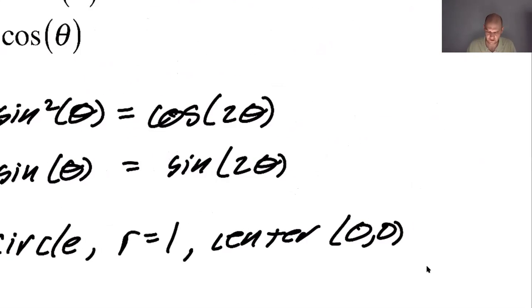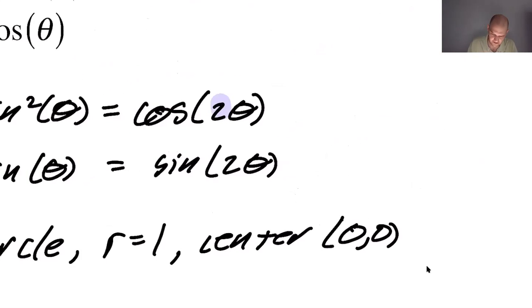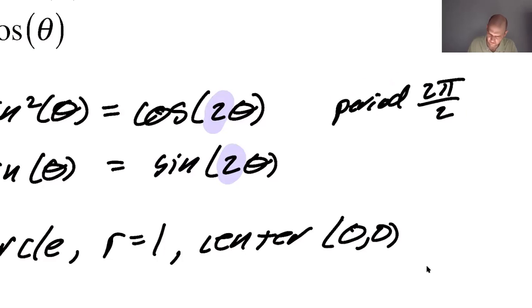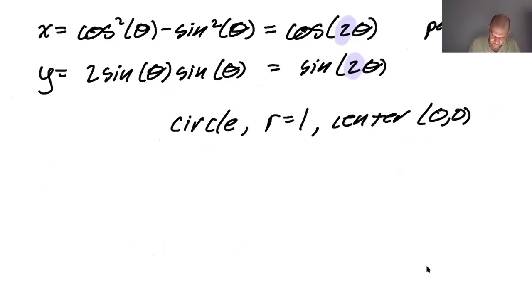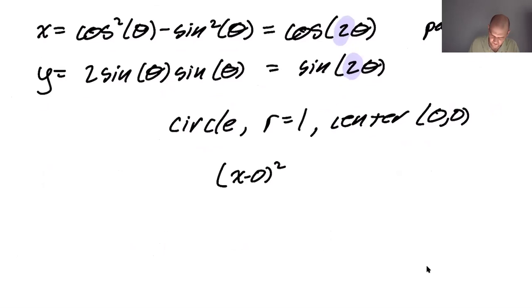The period is 2 pi divided by 2, so just pi. So it's a unit circle, but it's not the unit circle. The unit circle takes 2 pi to go around. This only takes pi, so it's going twice as fast. So the equation should be x minus 0 squared plus y minus 0 squared equals 1.